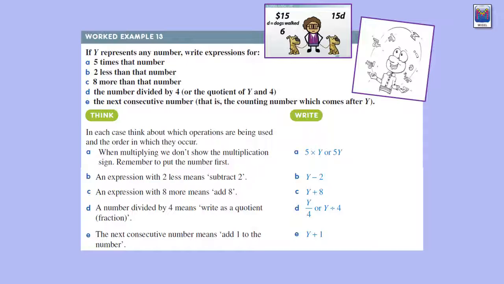Okay, another example. If y represents a number, write an expression for 5 times that number. We simply write 5y. Part B, 2 less than the number, y minus 2. Part C, 8 more, we just add 8 on. We started with y, we add 8 on. Now in D, we want the number divided by 4, or another way of saying it is the quotient of y and 4. Quotient means divide. Y over 4 is probably the best way to write it. Well, you could write it that way if you like, y divided by 4. And the next consecutive number, which means the next number above it, so we're adding 1 on, y plus 1.